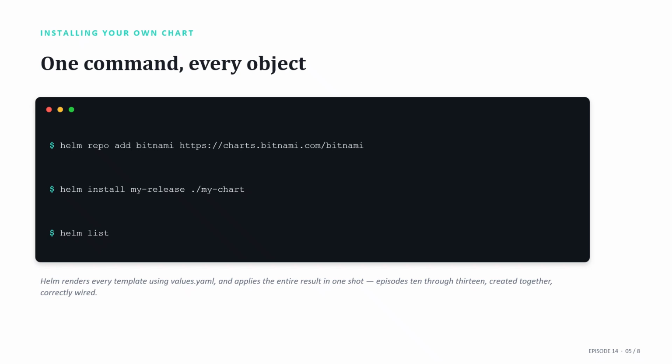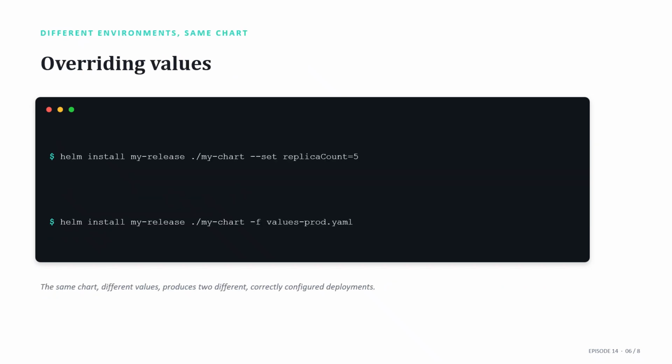Need different settings for a different environment? helm install --set replicaCount=5 overrides just that one value without touching a single template file. Point at an entirely different values file for staging versus production, and the same chart produces two different, correctly configured deployments.